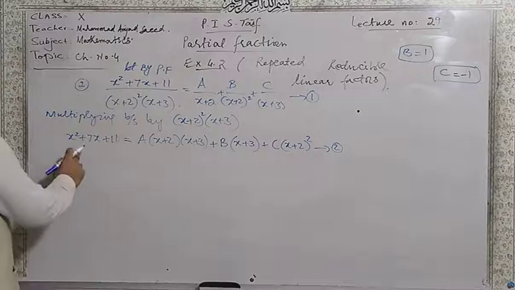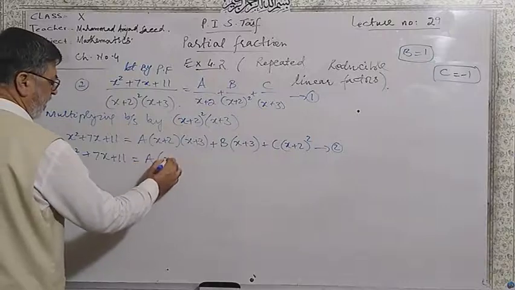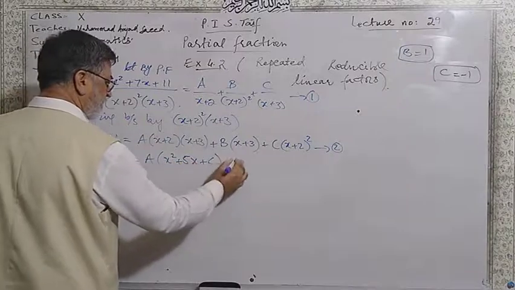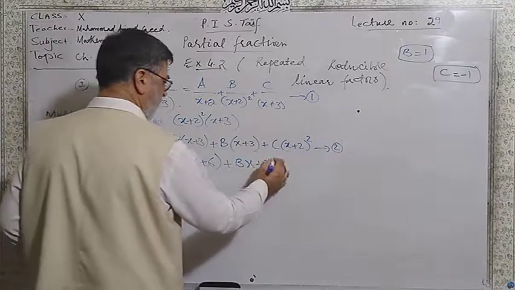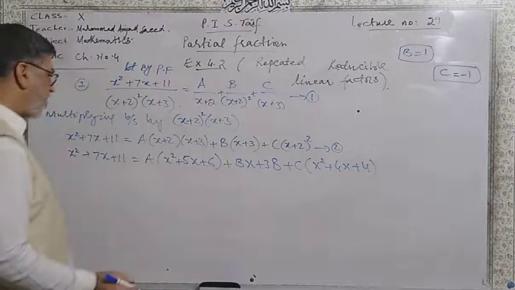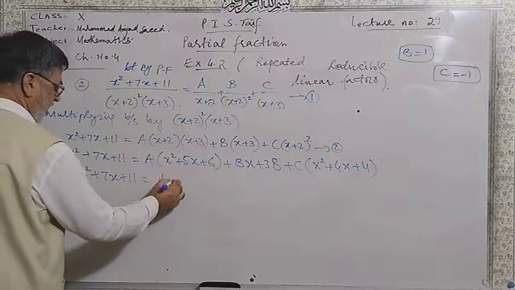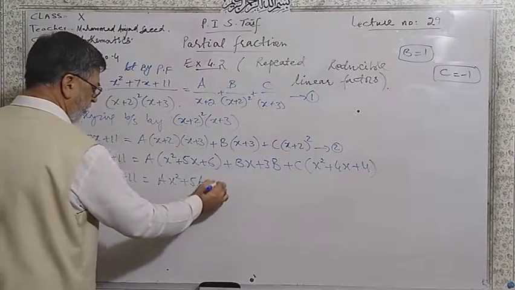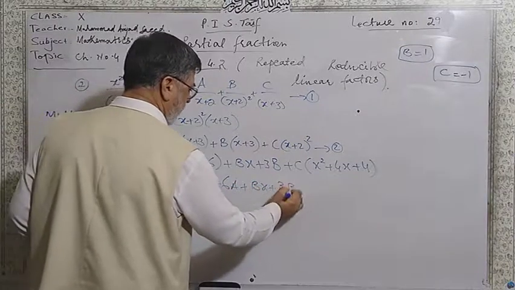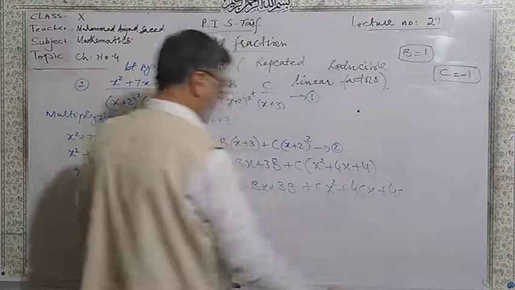In case of comparison method, we will simplify right hand side by multiplying. x square plus 7x plus 11 equals ax square plus 5ax plus 6a plus bx plus 3b plus cx square plus 4cx plus 4c.